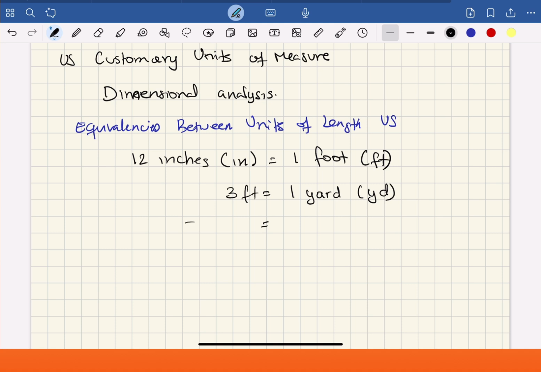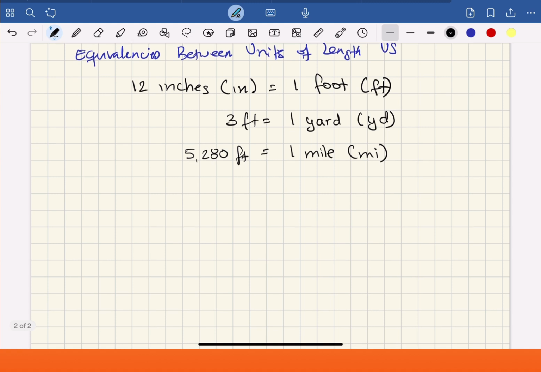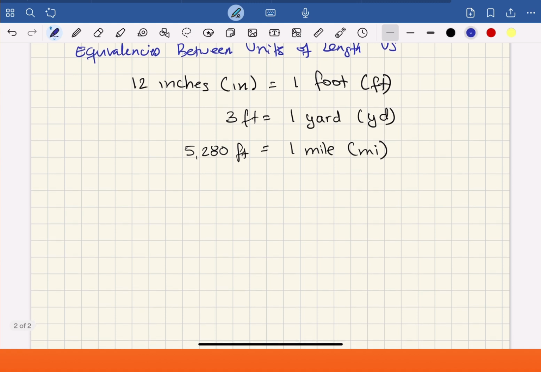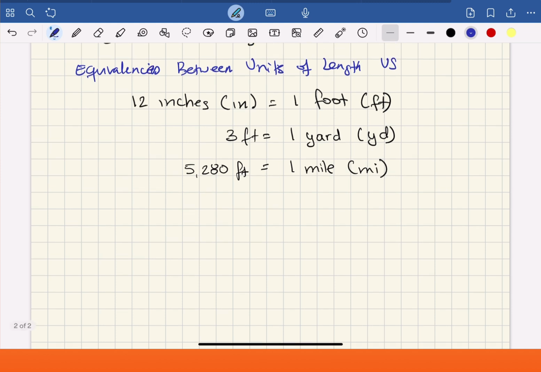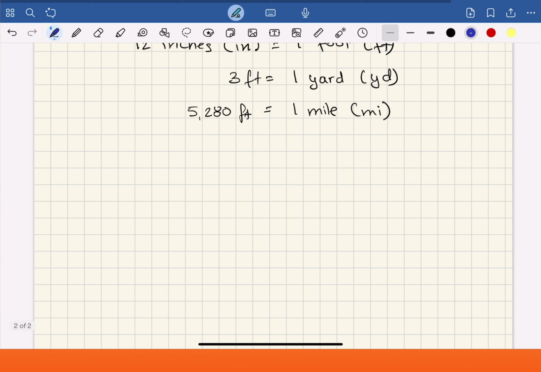And we also have that 5,280 feet is equal to 1 mile. MI is the abbreviation for mile. We are also going to look at the equivalencies for weight. So these are the weight equivalencies.